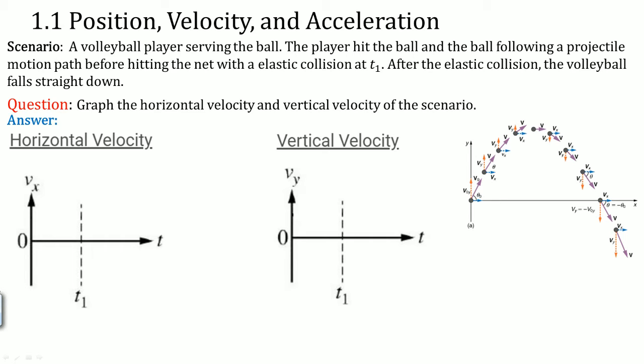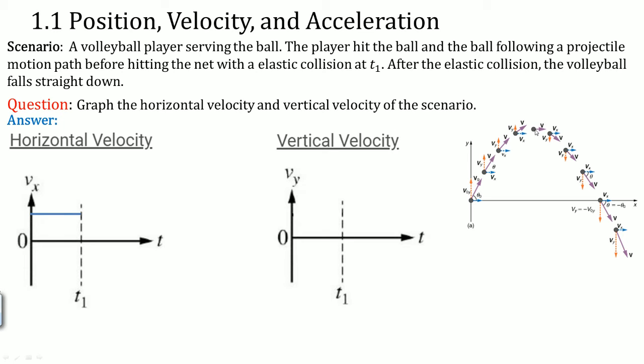Notice that the horizontal velocity, which is the blue arrow, does not change size. It is constant until it hits the net, at the top here. That is the moment that it hits the net. Once it hits the net, there is no more horizontal velocity. So that flat line here is that constant velocity before it hits the net.